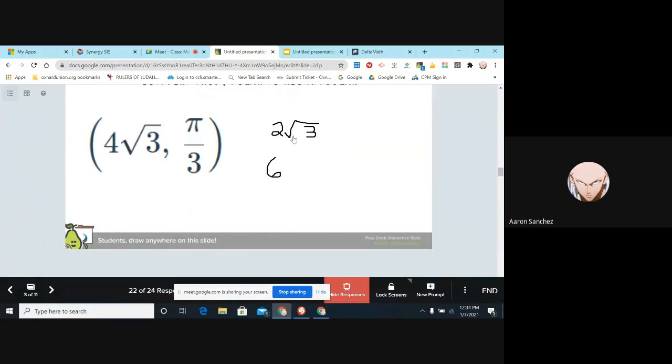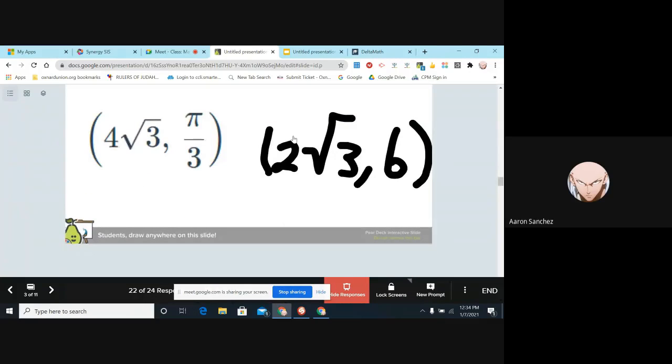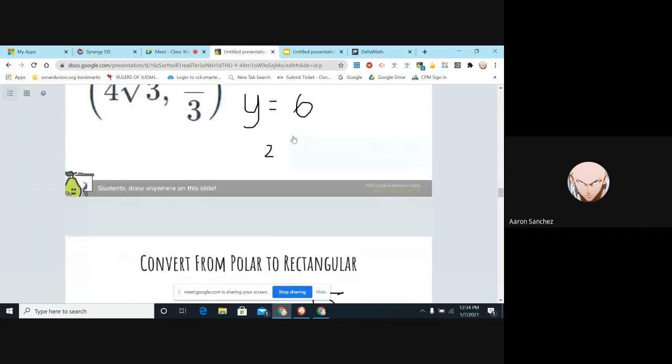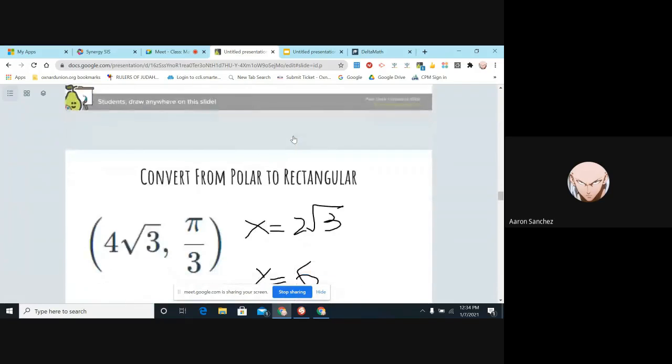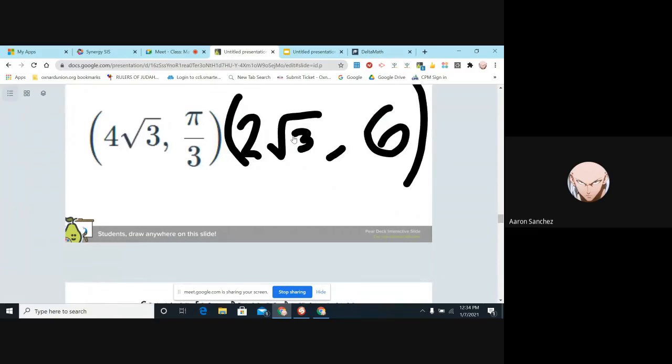Put it in comma form. I don't know, in the polar form. That's not polar form. This is polar form. 2 root 3, 6. And that is the answer.